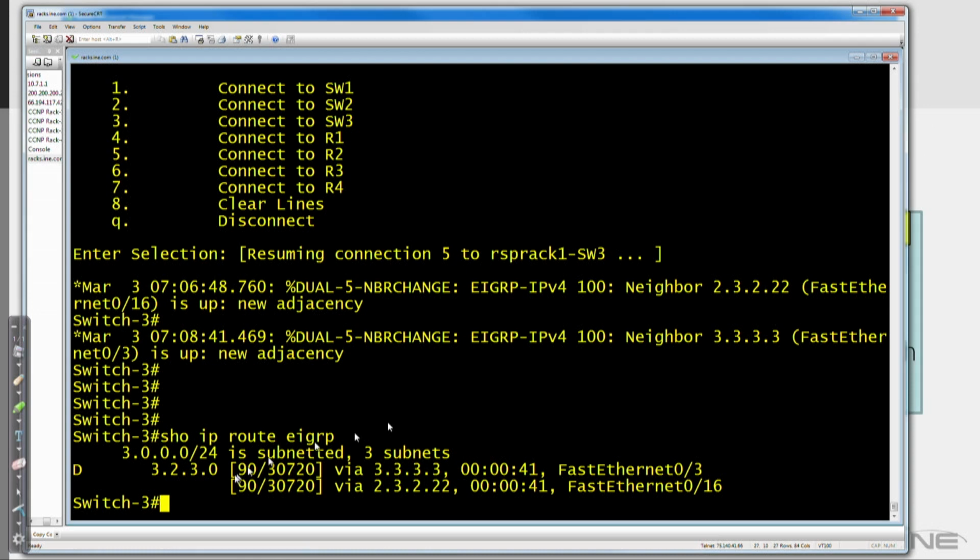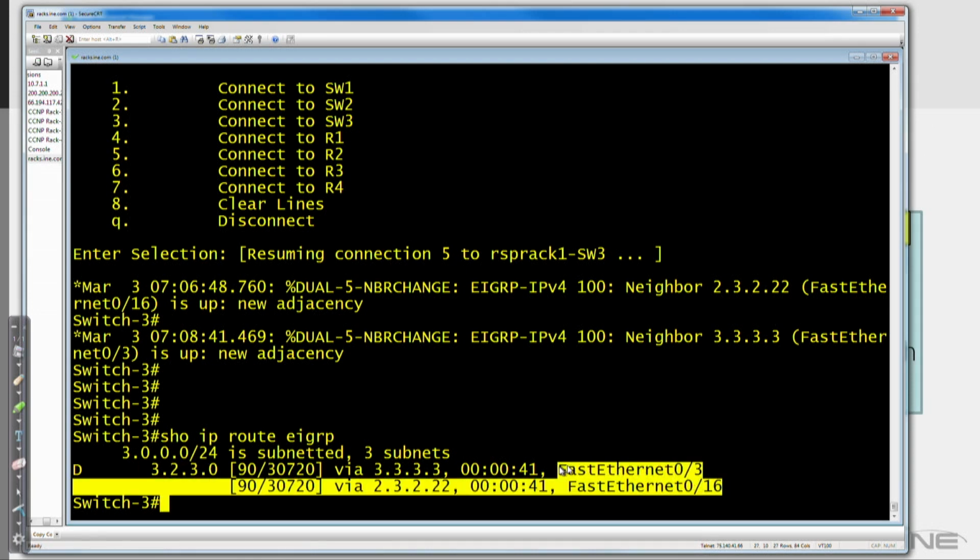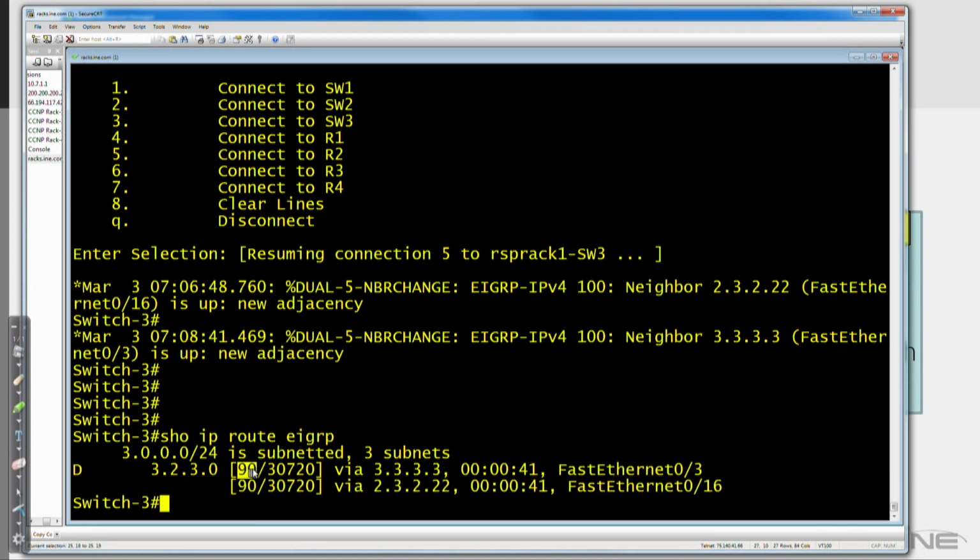And sure enough, he's learned about the 323 network from both of these guys. And notice they were both advertised as EIGRP internal routes, and I know that because the administrative distance is 90. And here is my feasible distance. This is the result of that big, massive formula, and we can see they're both exactly the same.